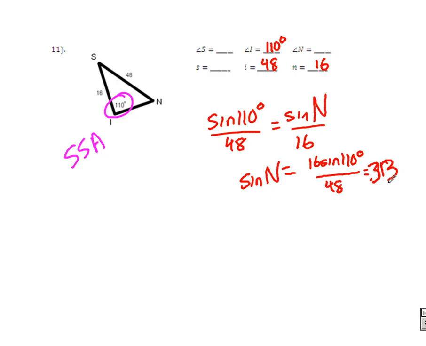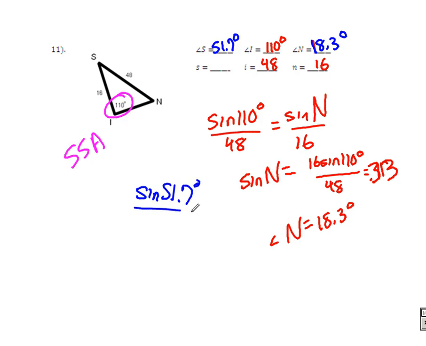3, which means when we take the inverse sine, we're going to get angle N is equal to 18.3 degrees. So we found here 18.3 degrees. When I subtract, I find angle S that same way, 51.7 degrees. That leaves me with one more step to find side S. So sine of 51.7 degrees over S equals sine of 110 over 48, which means when I cross multiply and divide, S should equal 40.1, and that's your answer, 40.1.